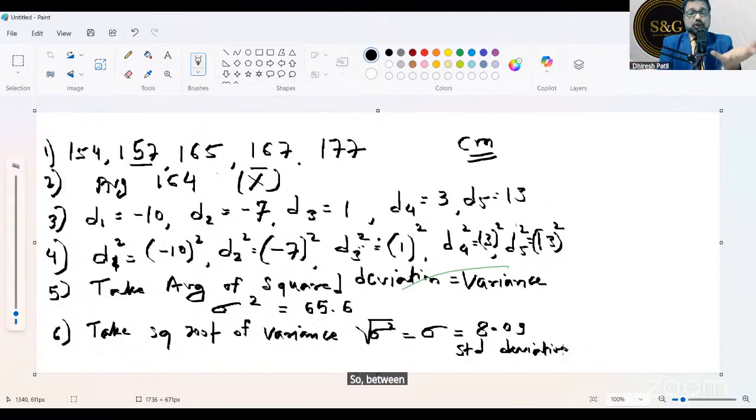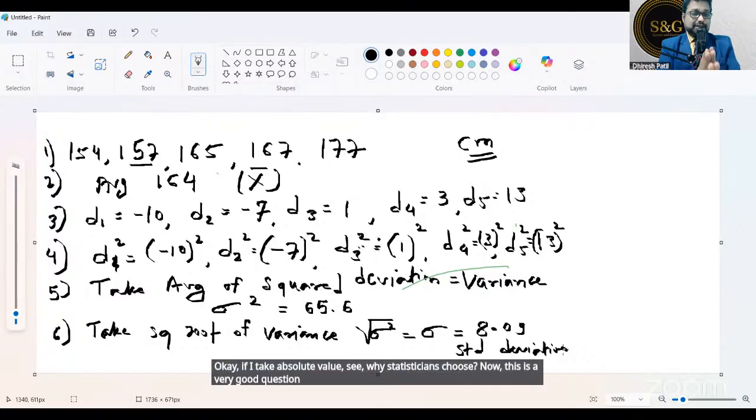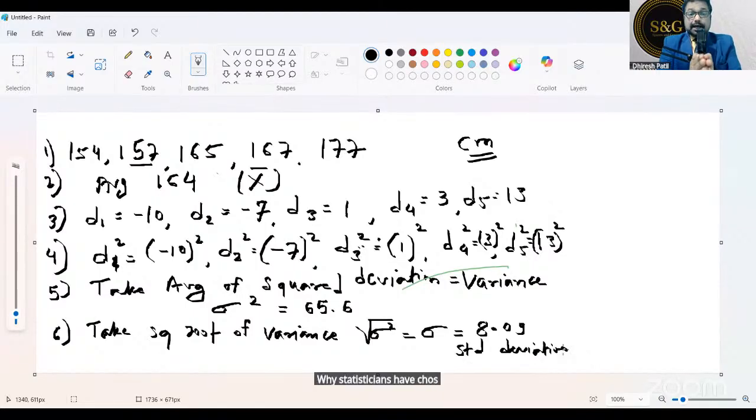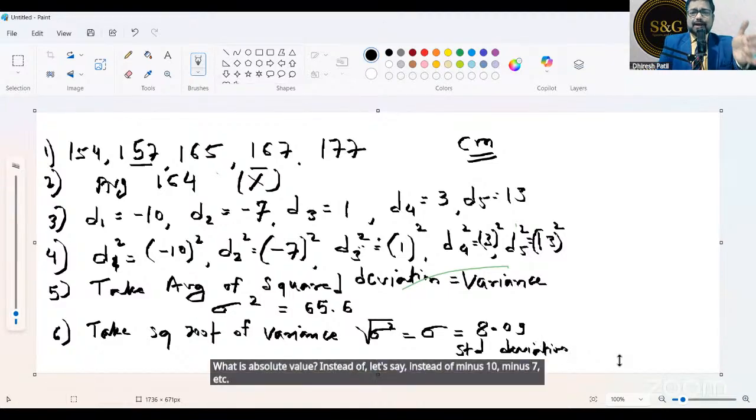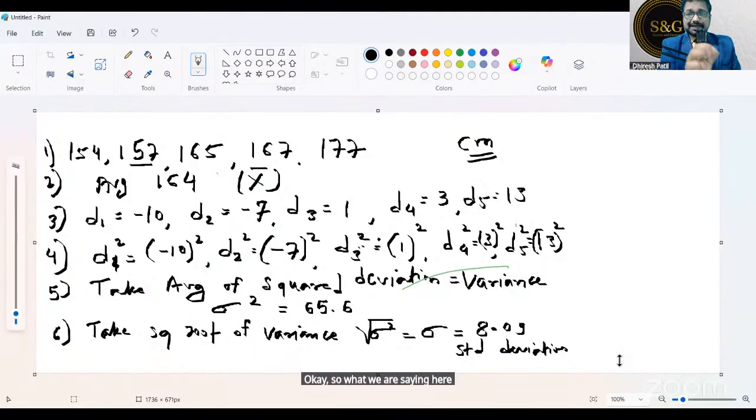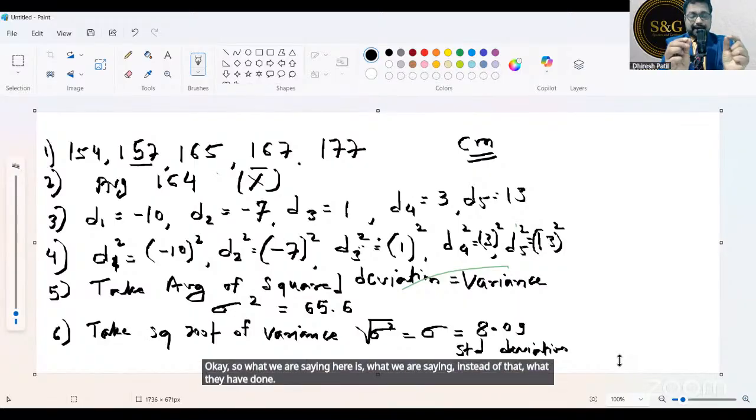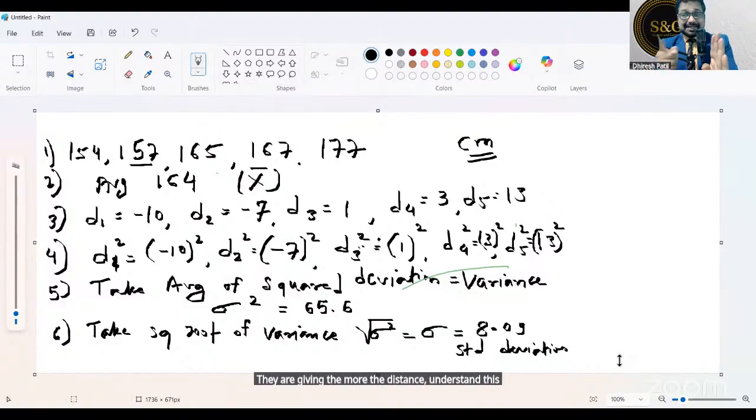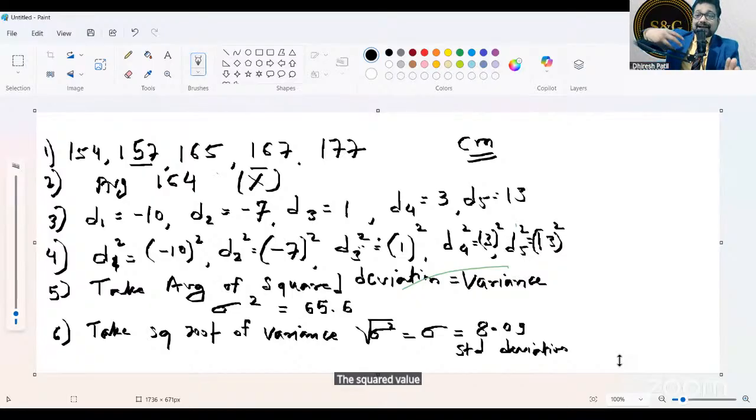So between root mean square and the standard deviation, let's say, for example, if I take the absolute value instead of the squared value, see why statisticians chose this. Now, this is a very good question, and let's understand the explanation of it. Why have statisticians chosen the squared value over the absolute value? What is the absolute value? Instead of, let's say, -10, -7, etc., why can't I take only 10, only 7, only 1, and directly take the average and directly take the standard deviation? So what they have done is, the more the distance, understand this, the squared value will basically exaggerate that.